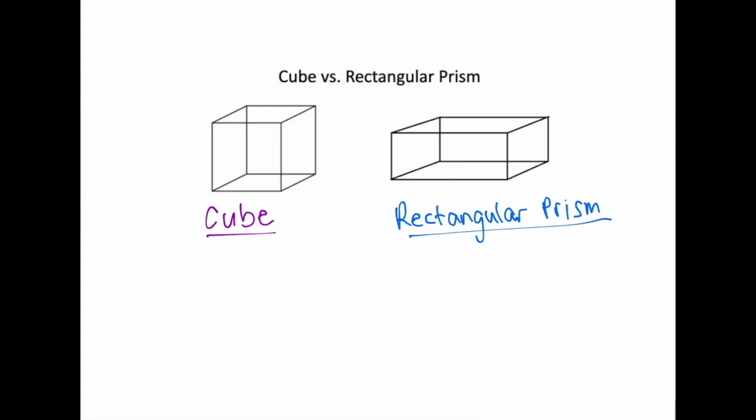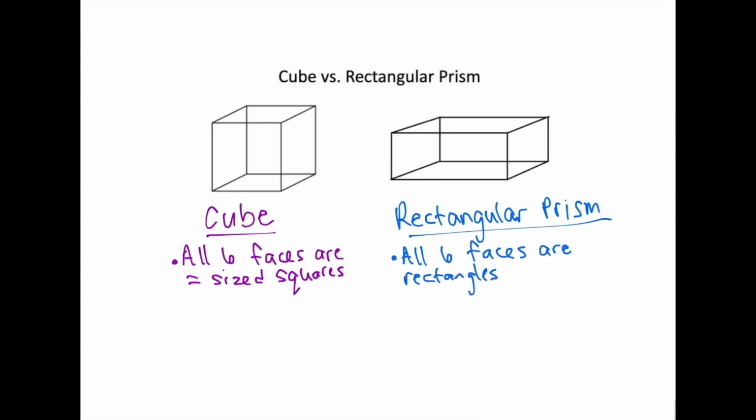What do you notice about the differences between the shape on the left and the shape on the right? If you noticed that there are 6 equal-sized squares for faces, you're correct. What do you notice with the faces of the rectangular prism? If you notice that instead of squares, all the faces are rectangles, you're correct. On a rectangular prism, opposite faces are equal, meaning the front and the back are going to be equal rectangles.